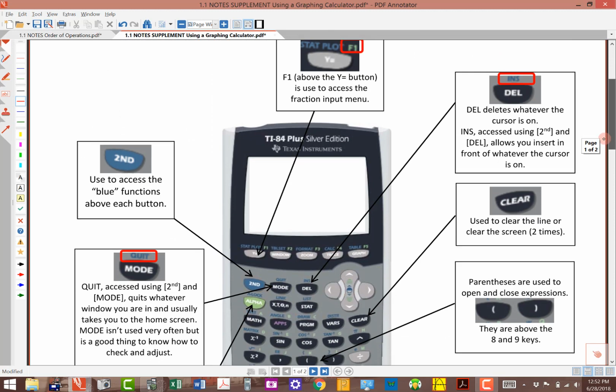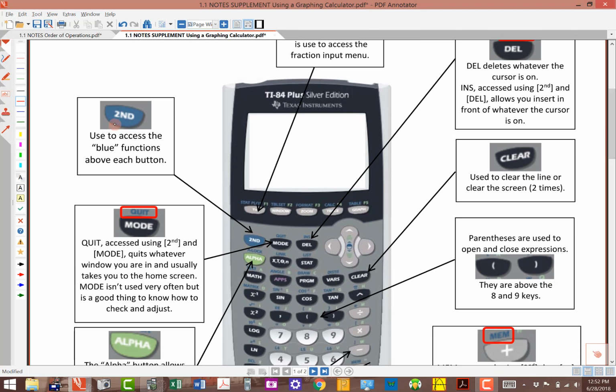Okay, so I want to point out a couple of things here. We're going to go down this side over here. Let's talk about the second key first. We've got the home screen right here. This is where all the calculations and numbers will appear. We use that second button right here. It happens to be blue on this particular calculator. It could be different colors, but we use this to access the blue functions above each one of the other buttons. So this is the second function button, and you'll notice that above a lot of these there's a blue command or operation or something like that.